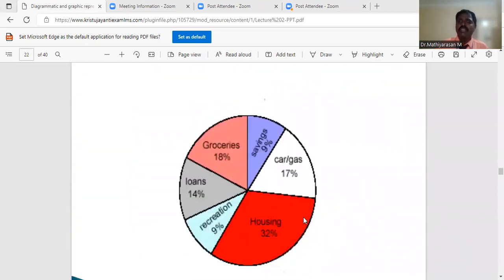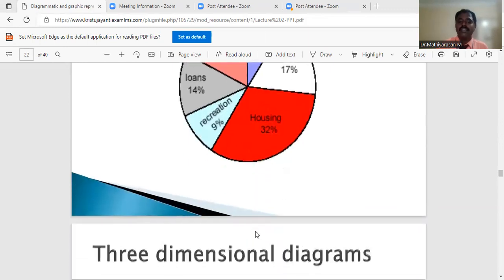So this is the example for the pie diagram. You can see here, you have to draw the circle with 360-degree angles. Total 360-degree angle. And in that, you have to show the different components with different slices with different colors. That is known as the pie diagram.